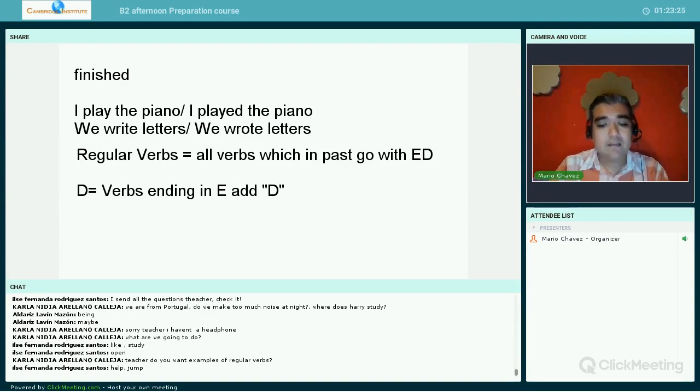Now, what about if the verb ends in a consonant, vowel, consonant? What do we do when the verb ends in a consonant, vowel, consonant? What do we do? Who knows? Go ahead, tell me. Who knows? What do we do when the verb ends in a consonant, vowel, consonant?